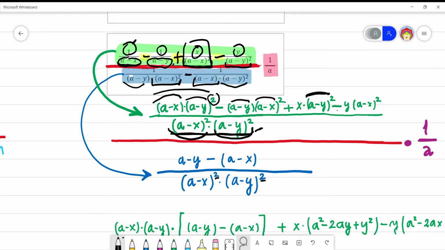Now on top, this one is missing what? A minus y. That's why I place it in here. Now becomes that minus. This other one is missing what? A minus x, which is in here. Now, this huge denominator in here and this huge denominator in here, they are going to cancel each other.